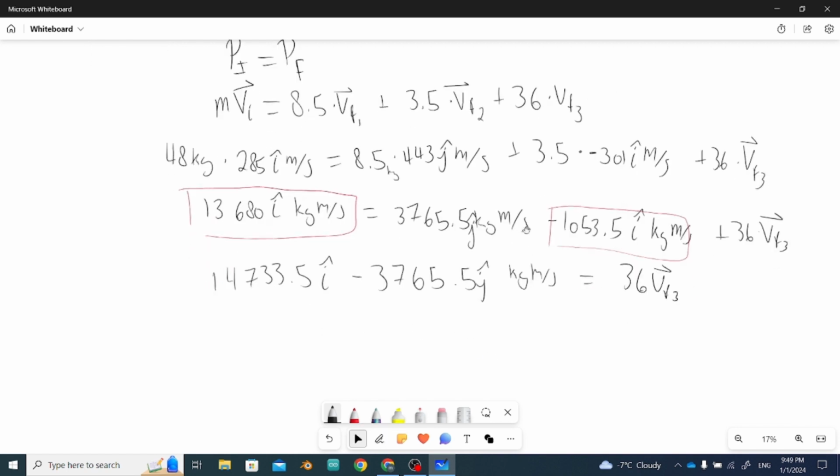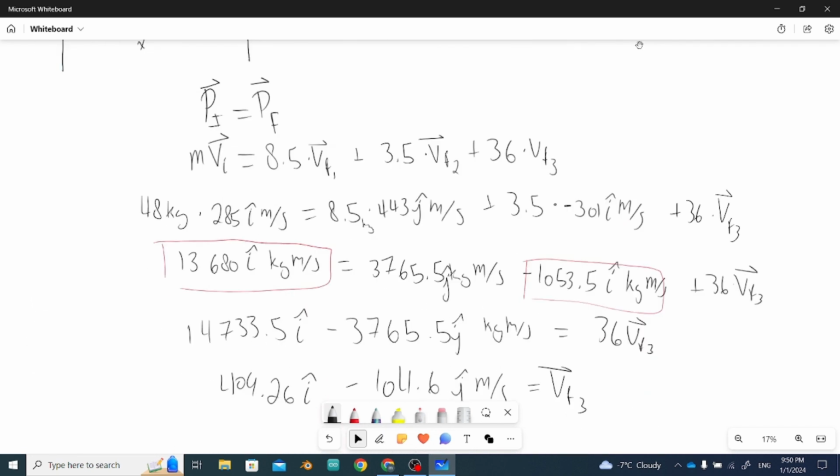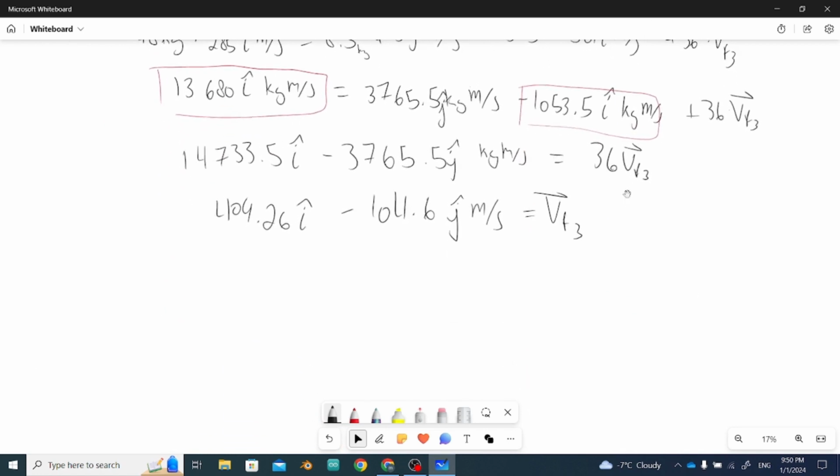And then we can divide by 36, which gives us 409.26 i, and 3,665.5 divided by 36, that would be minus 104.6 j. And then that was kilos, so we cancel out the kilos, so that would be meters per second is equal to VF3. Now that's the unit vectors of the velocity, but they were asking for the speed, and the speed is just the magnitude of the velocity.